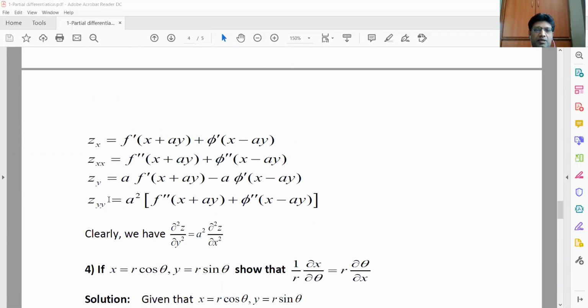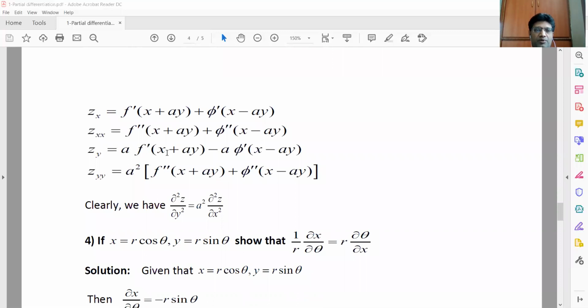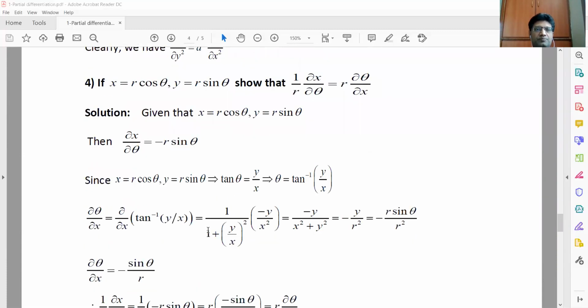So minus a. One more time if you do, f double dash of x plus ay. For x plus ay, a will come outside. Similarly, here one more a will come outside. That a and already a is there. Overall a square will come. So ∂²z/∂y² is clearly a square times what is this one? ∂²z/∂x², because this is same as this one. So a² ∂²z/∂x².